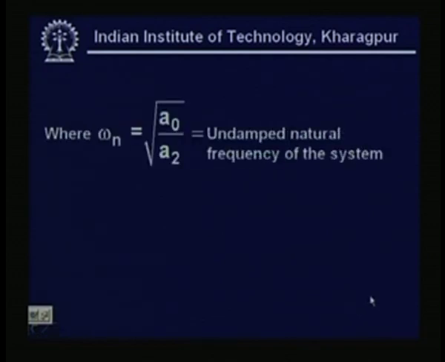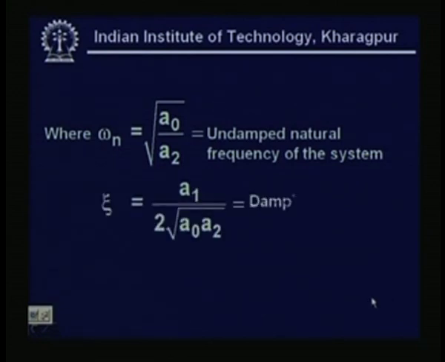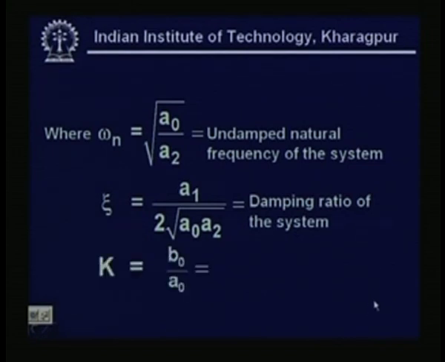Now, we have introduced some new terms. Let us look at all these terms. First of all, omega n. Omega n is equal to under root A naught upon A2, which is the undamped natural frequency of the system. We have xi equal to A1 upon 2 under square root A naught into A2, which is the damping ratio of the system, and K is the static sensitivity of the system.